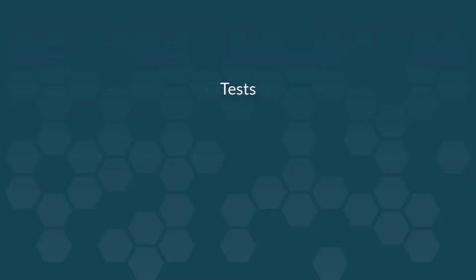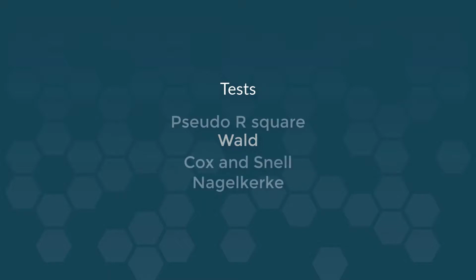Some key terms or tests used in logistic regression: first, you have the Wald statistic. Wald is the test statistic in logistic regression. It would be comparable to the t statistic in a t-test, or the F statistic in analysis of variance.